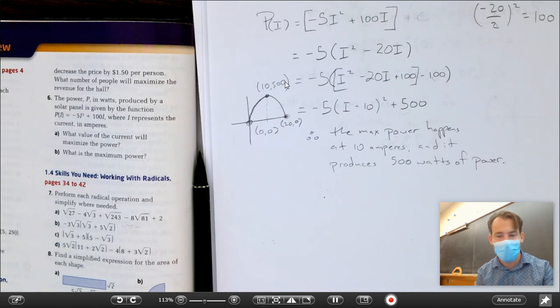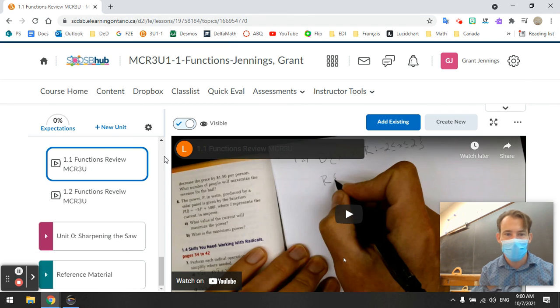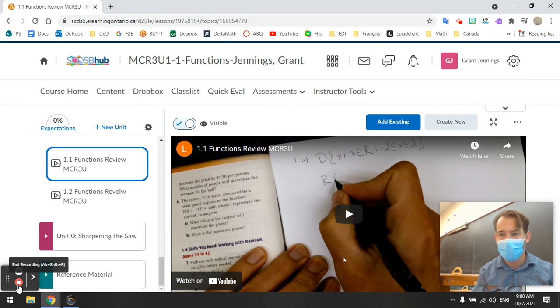All right, everyone, I hope that gives you a bit of review on completing the square, as well as how we use quadratics in several types of applications, both from physics and from business.